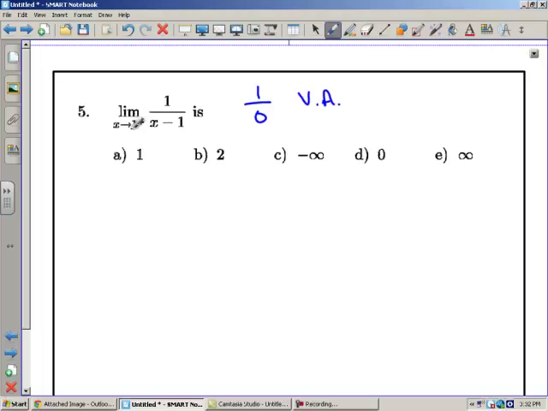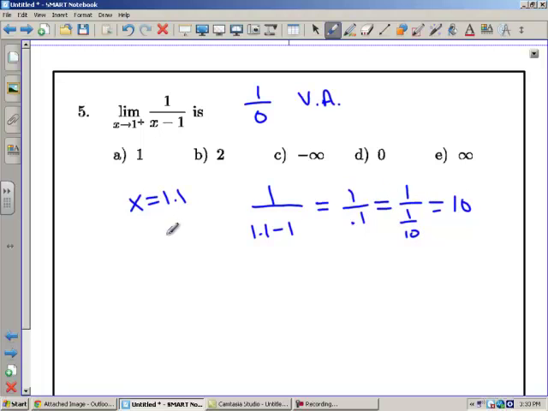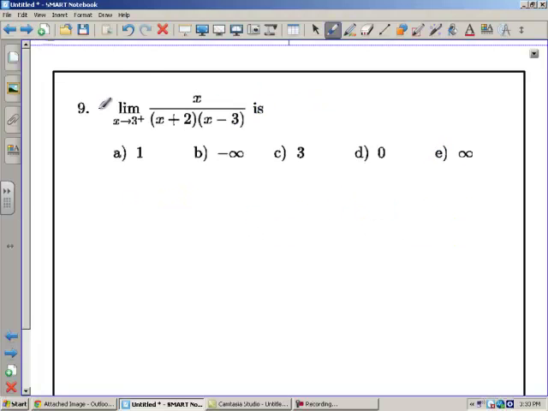So I'm going to pick a number a little bit bigger than 1, like 1.1. And if I plug in 1.1, I get 1 over 0.1, which is 1 divided by 1/10, which is 10. So I know the graph was heading up. At 1.1, it's going up to 10. So that means the graph was heading up towards positive infinity. This is actually rather easy. Let's take a look at one more example.